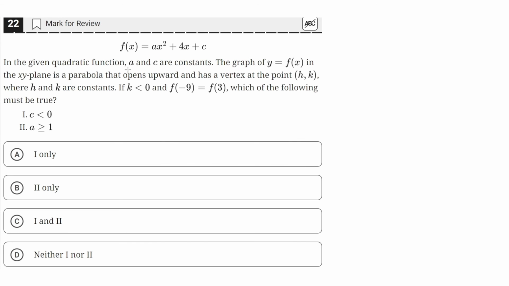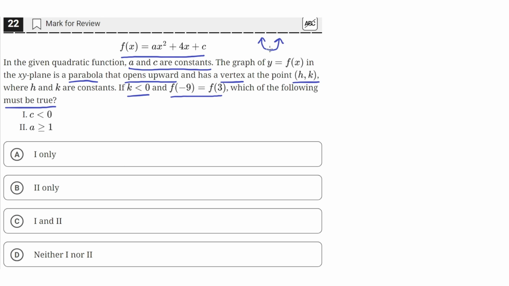In the given quadratic function, a and c are constants. The graph of y equals f of x in the xy plane is a parabola that opens upward and has a vertex at the point (h, k), where h and k are constants. If k is less than 0 and f of negative 9 equals f of 3, which of the following must be true? Okay, so we have this parabola here, and we are told that this parabola opens upwards.